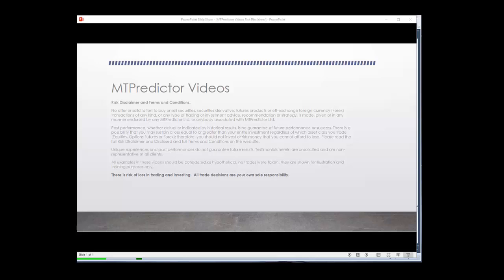In today's MTPredictor video, I'd like to look at some of the Indian markets we follow in MTPredictor 8 with global data feeds. In particular, I want to have a look at the Nifty on a short-term chart.